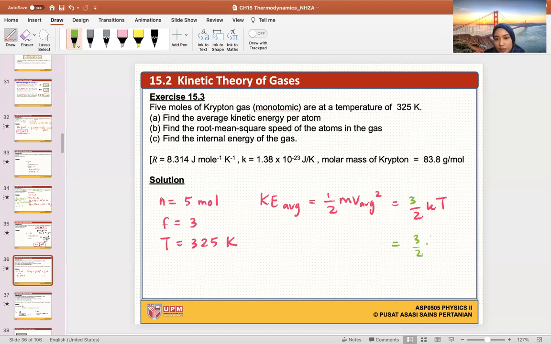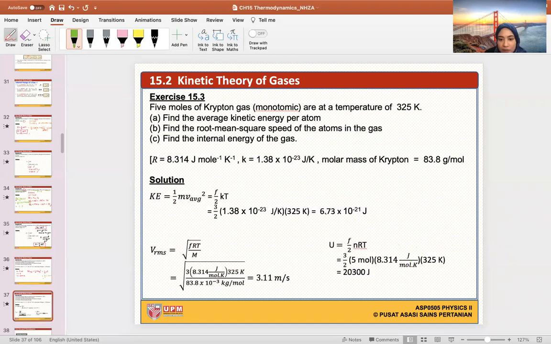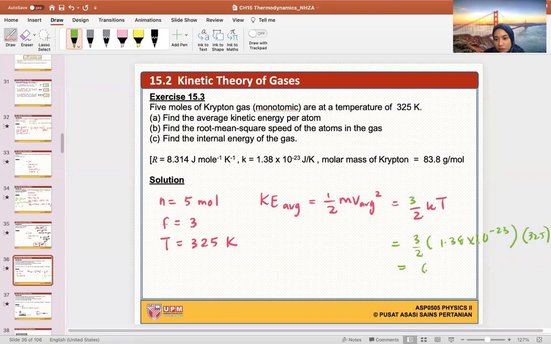So 3 over 2, k is 1.38 times 10 to the minus 23 joules per K, which means your temperature should be in K as well. So that is 325, and that's how you do it. The answer is 3 over 2, 1.38, 325, which gives 6.73 times 10 to the minus 21 joules.